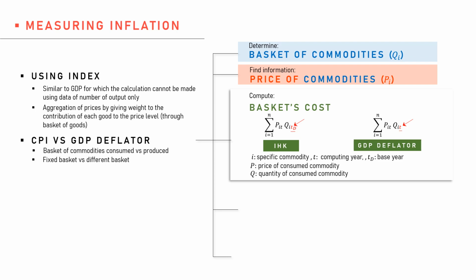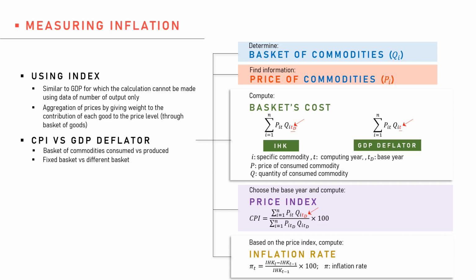After computing the basket cost, we choose the base year to compute the index. Well, CPI is simply the ratio of the basket cost for a specific year and for the base year. Look here, the baskets are the same, baskets of commodities set in base year. After obtaining the CPI figures for different years, we can finally calculate the inflation rate. Inflation rate is just the growth of CPI.